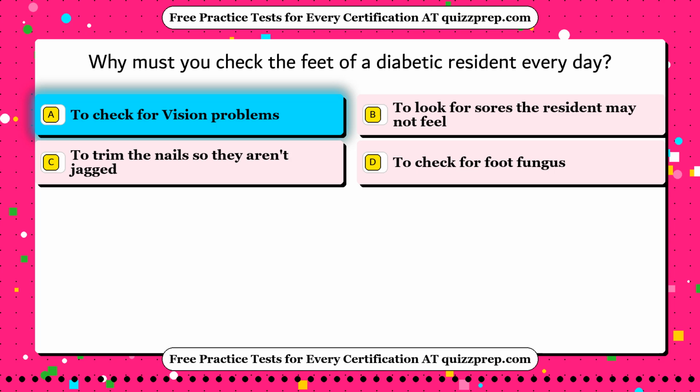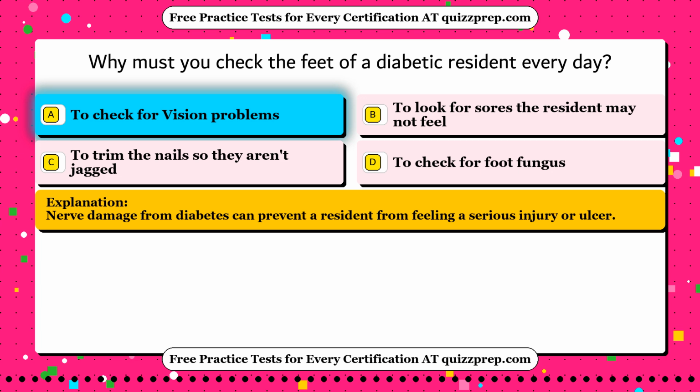The correct answer is option A, to check for vision problems. Nerve damage from diabetes can prevent a resident from feeling a serious injury or ulcer.